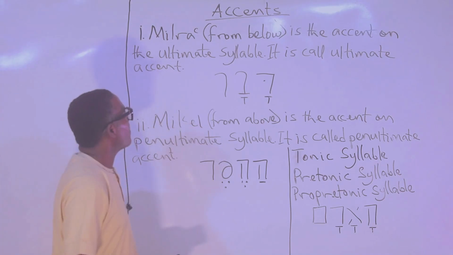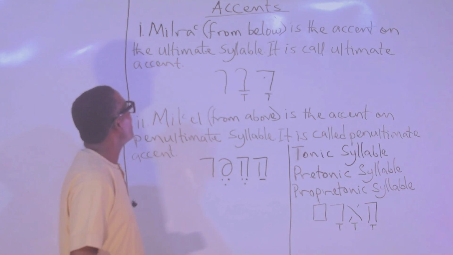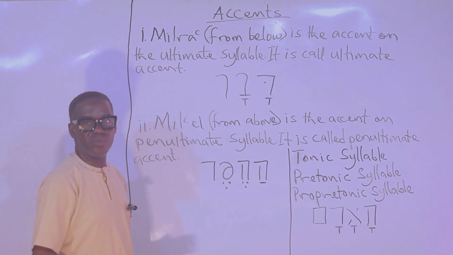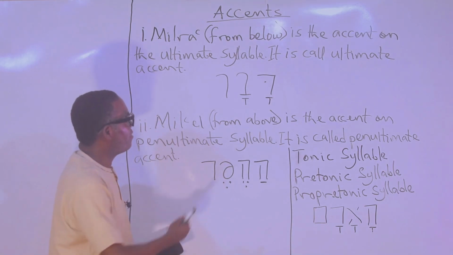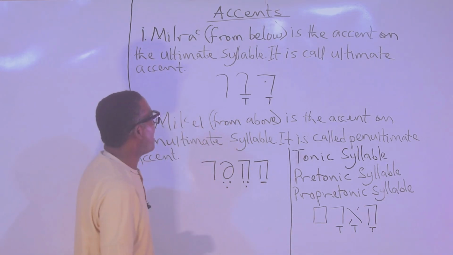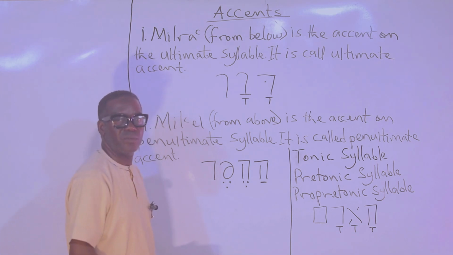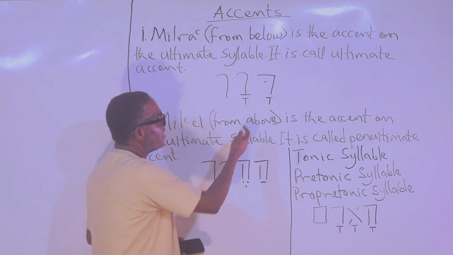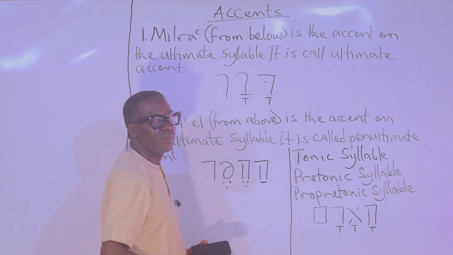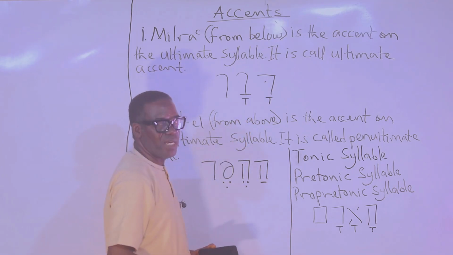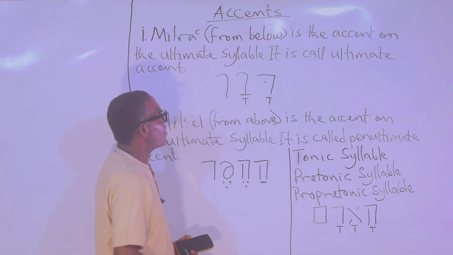Milra. Milra means from below. It is the accent on the ultimate syllable, and it is called the ultimate accent. I will give you an example in davar. This is the Hebrew word davar. This is dalet. This is kamets, the vowel. Then this is bet, another consonant. This is kamets, the vowel, and this is resh. Davar.